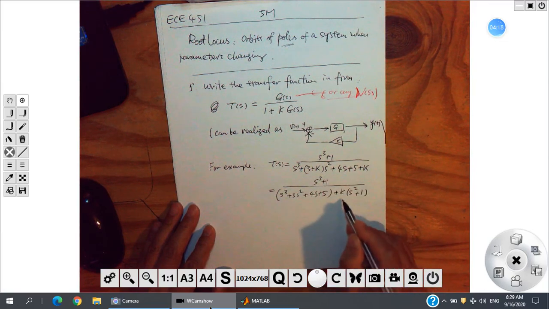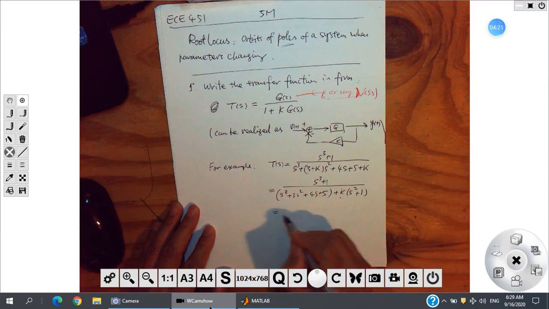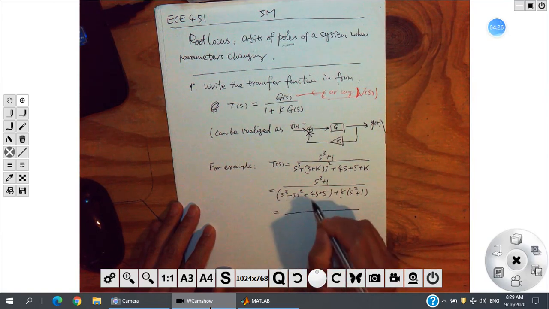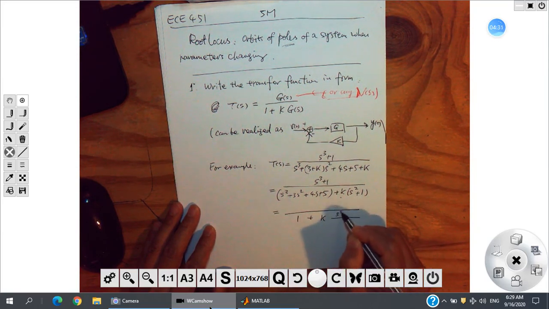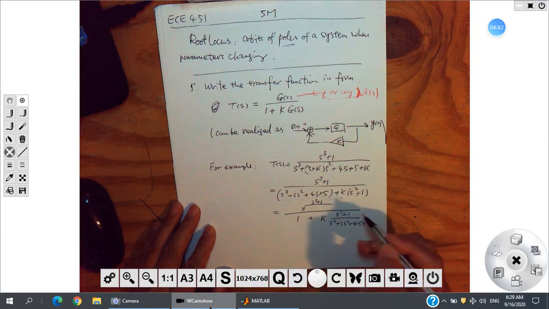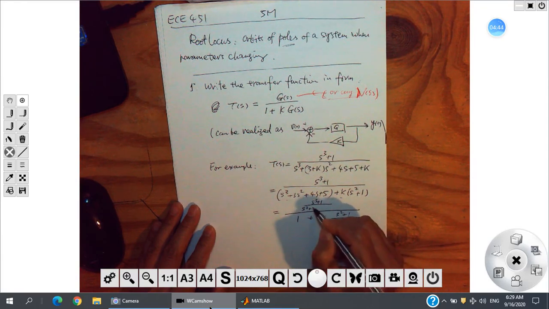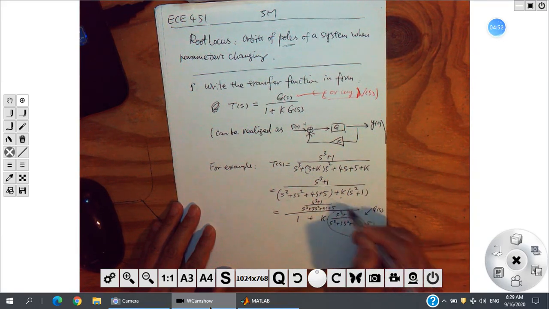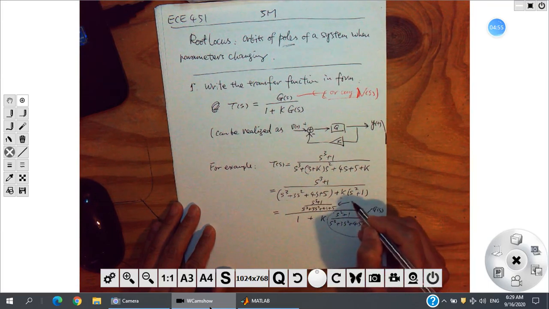So now we put the K terms together. Then I divide by the term without K, right? So this is 1, plus K times S squared plus 1 over S cubed plus 3S squared plus 4S plus 5. And we use S cubed plus 1 over S cubed plus 3S squared plus 4S plus 5 as G. This is G of S. If the numerators are different, this is some N of S.